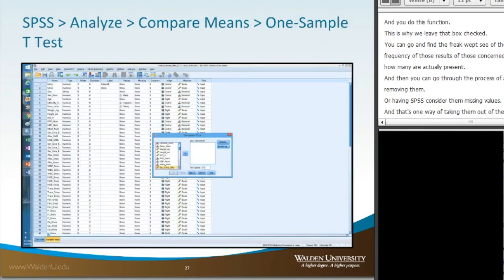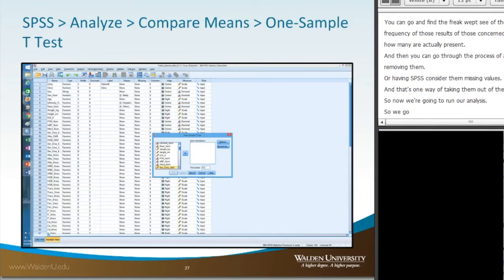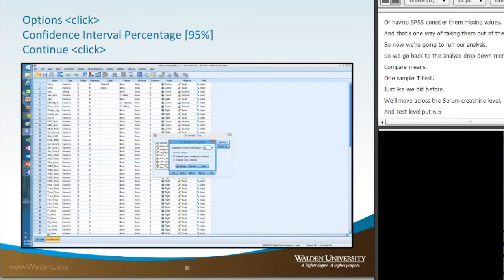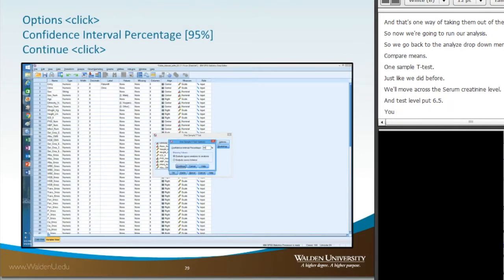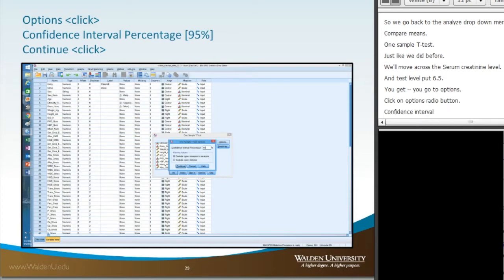So now we're going to run our analysis. We go back to the Analyze drop-down menu, Compare Means, One-Sample T Test, just like we did before. We'll move across the serum creatinine level, and in the test value box, we'll put in 6.5. We click on Options, the confidence interval percentage, 95%, just to be sure that's where we're at. We'll click Continue and then OK.